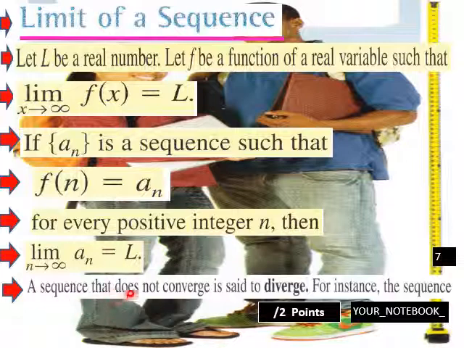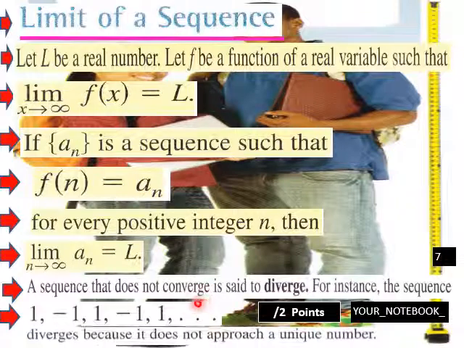A sequence that does not converge is said to diverge. For instance, the sequence of 1, -1, 1, -1, 1 diverges because it does not approach a unique number.